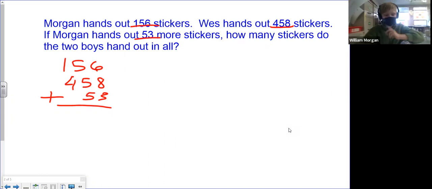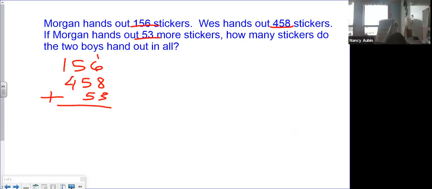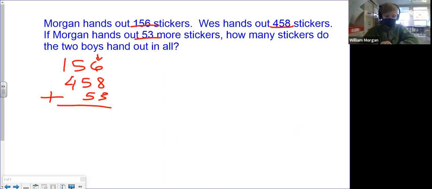I added all of them. Come up here. Hey, walk me through it. What did you get when you added 6 plus 8 plus 3? I added them all together and I got 7, and I carried my 1 into the 10th place, and I got 50.